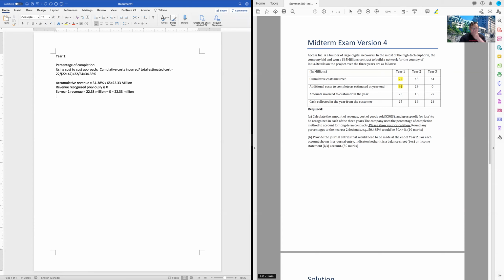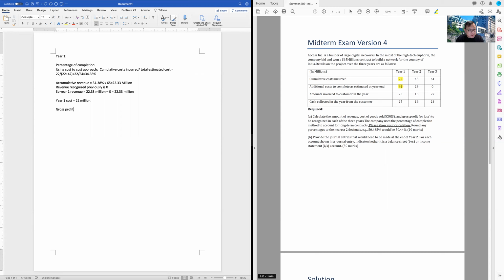And then the cost. This is revenue. Year one cost equals, well, this is the first year, so the cumulative cost incurred is the year one cost, right? Because there's no cost before year one. So whatever the cumulative cost for year one, that's the actual cost for year one. So that's going to be 22 million. So it's easy, right?